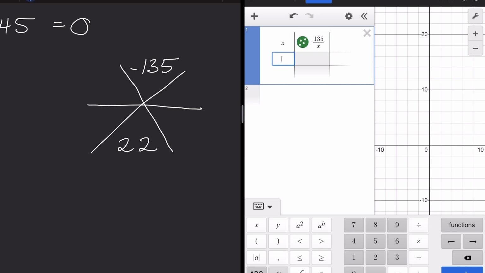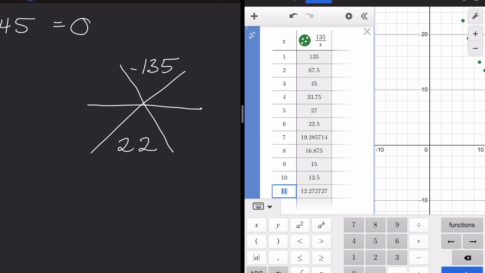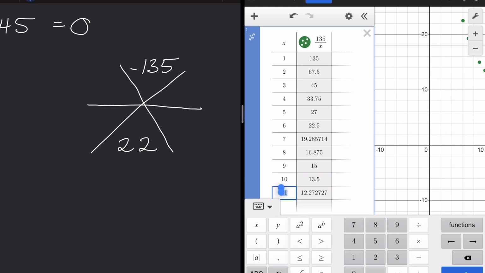And where it says y1, I'm going to put 135 divided by x. Now, if I go here in this column, I'm going to type 1, 2, 3, 4, 5, 6, 7, 8, 9, 10. And here we're going to see it's 135 divided by x. So when x is 2, we get 67.5. So 135 divided by 2 is 67.5. So this is showing us all of the factors for 135.